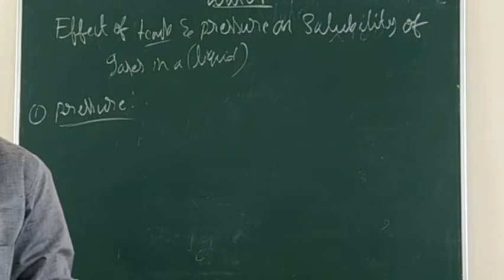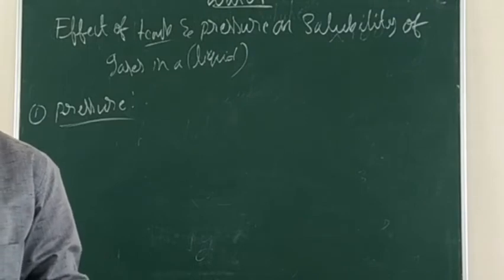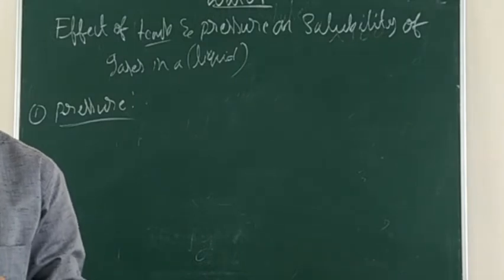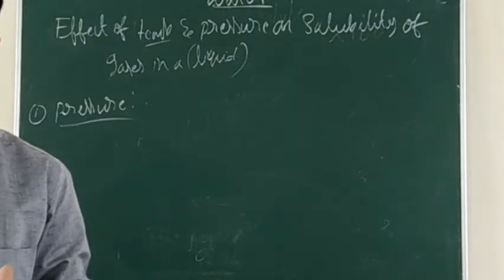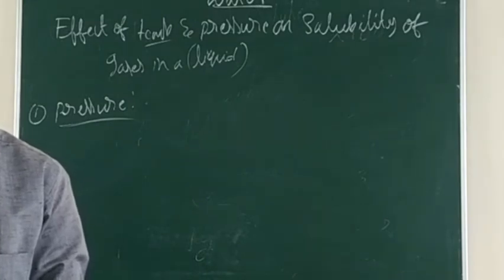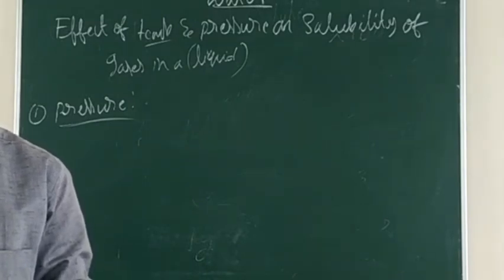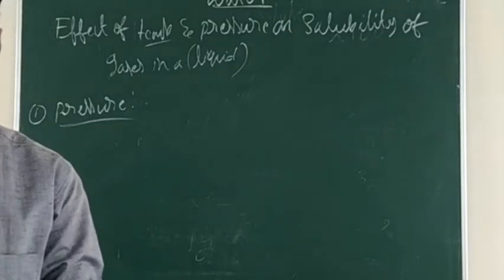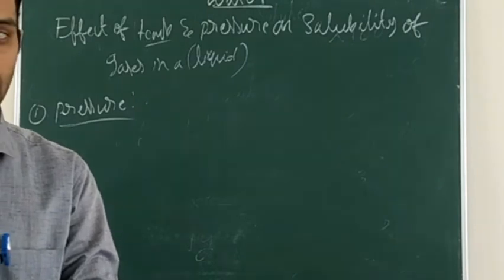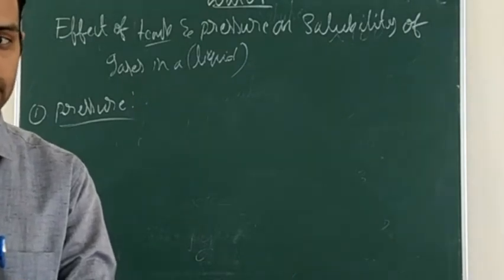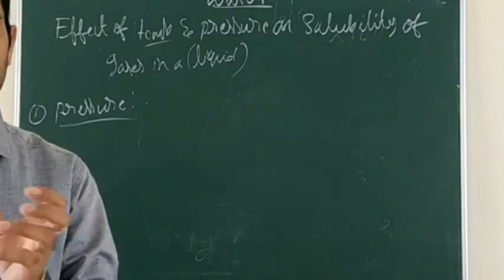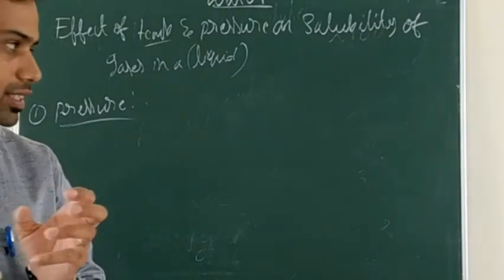If you increase the pressure on the water surface area, it increases the solubility of gas. If you increase the pressure on the surface of the water, it increases the solubility of gas. They are directly proportional, directly related. Clear? So you can see the example.